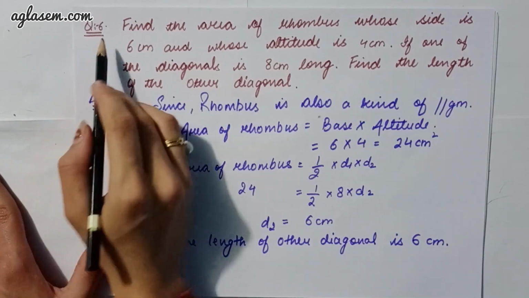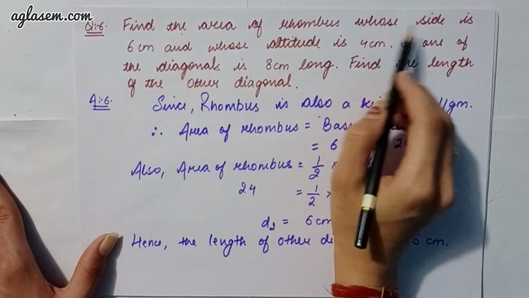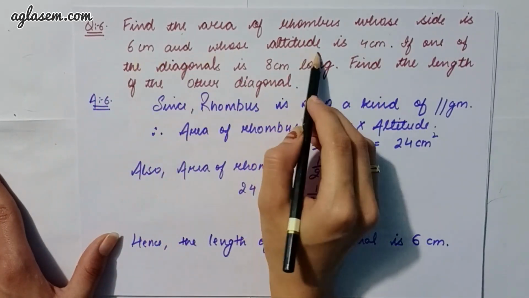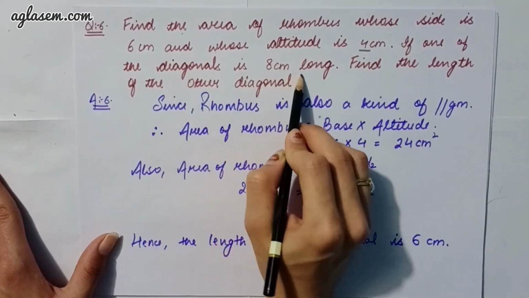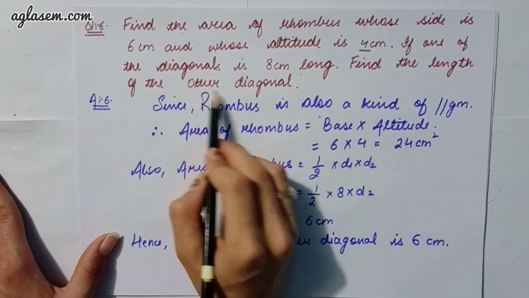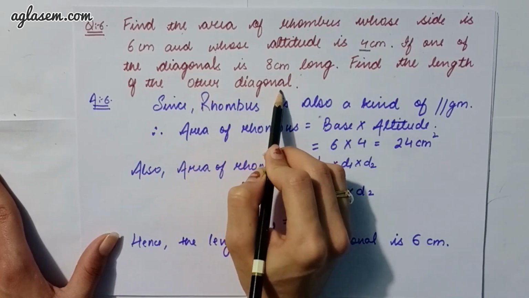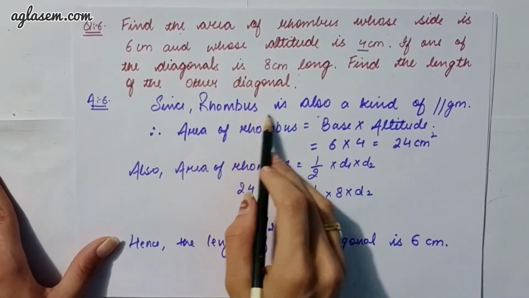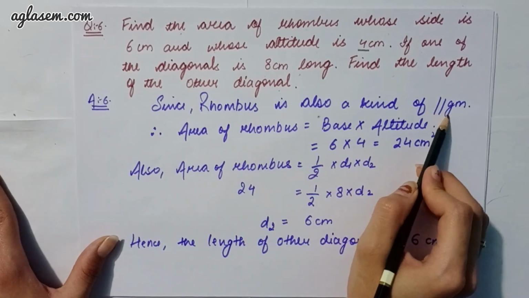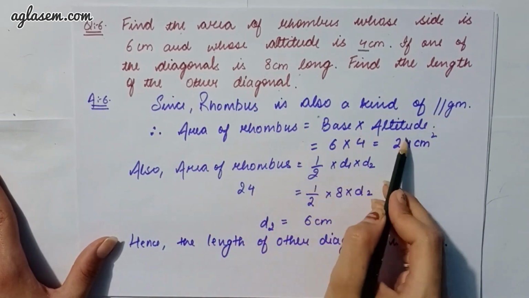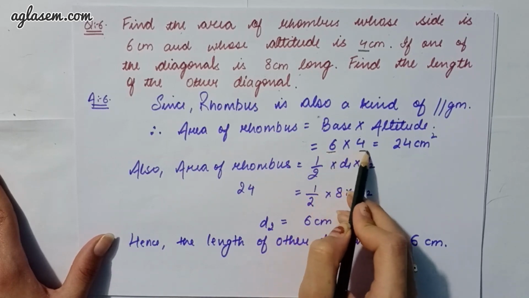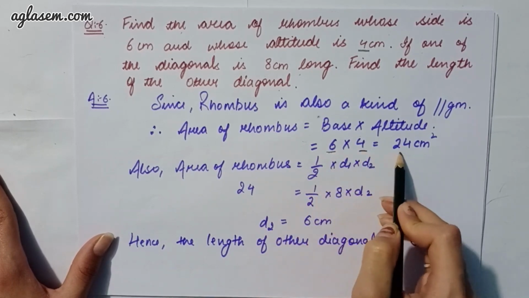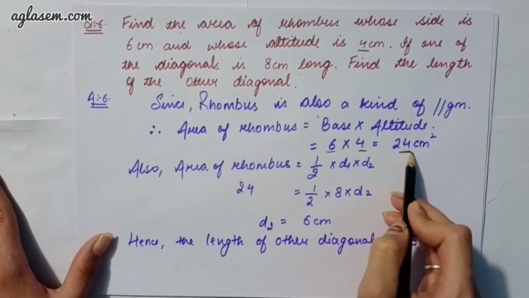Moving to the sixth question, which says: find the area of a rhombus whose side is 6 cm and whose altitude is 4 cm. If one of the diagonals is 8 cm long, find the length of the other diagonal. So we have to know that a rhombus is a kind of parallelogram. So the area of a rhombus is base into altitude. The base is given to us, that is 6, and the altitude is given to us, that is 4. So we will get the area of the rhombus as 24 cm square.